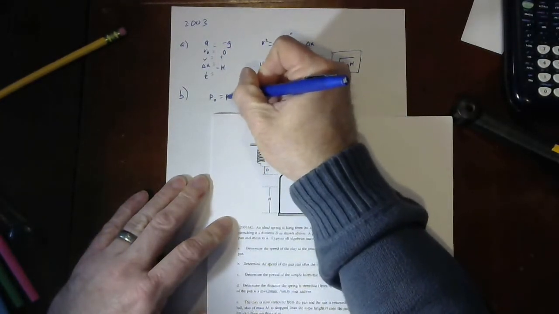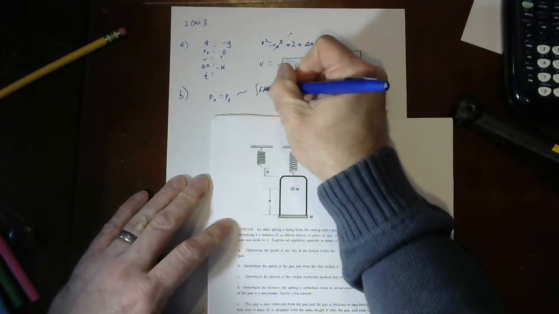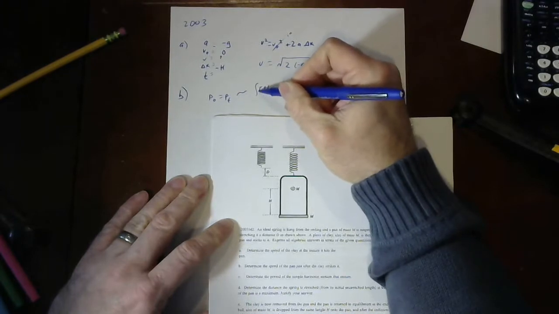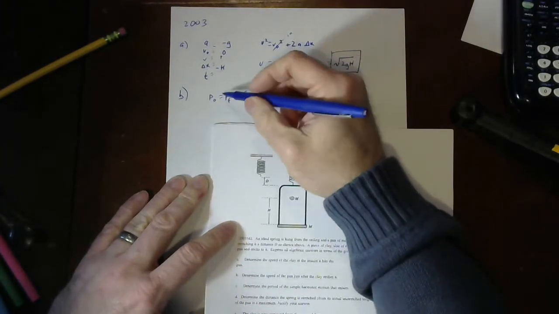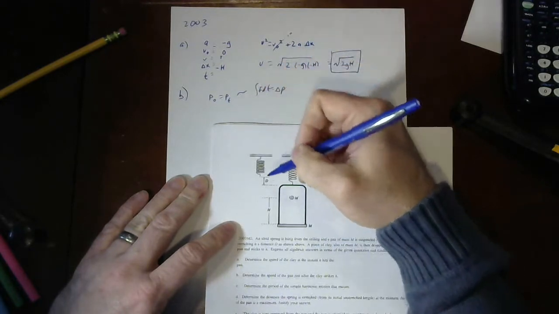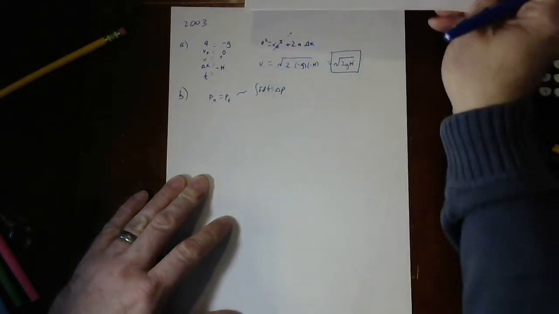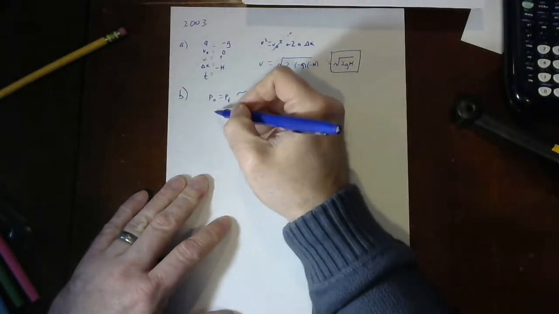P naught is P final, right? And again, this is coming from the integral of F dt. Impulse is the change in momentum. And I'm saying that outside impulse is so relatively small over that brief period of time versus the momentum being exchanged between the clay and the pan. So I'm essentially going to say that's about equal to 0. So just initial is final.